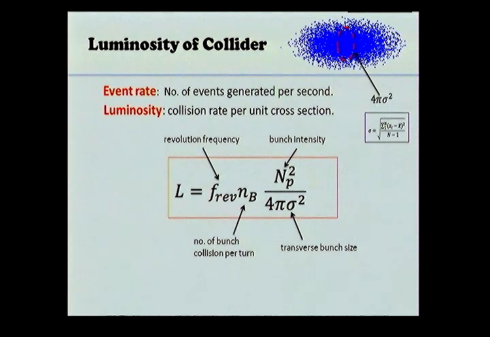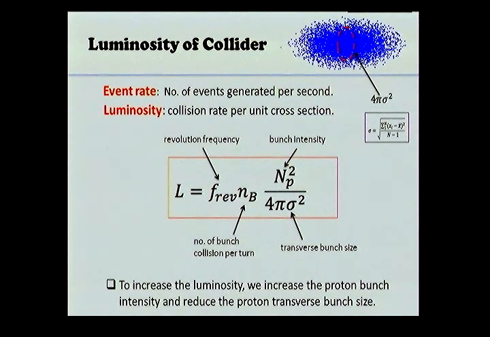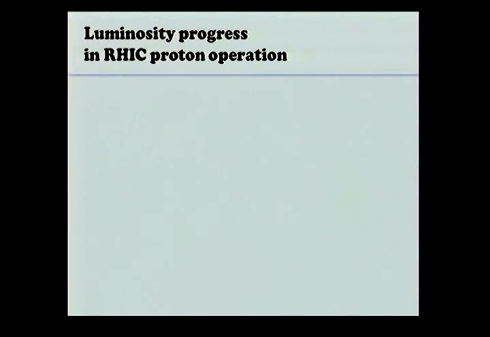For existing colliders, the revolution frequency and the number of bunch collisions per turn are fixed. To increase the luminosity, we would like to increase the bunch intensity and reduce the bunch size, sigma. Here I go over the luminosity progress in RHIC proton operation.